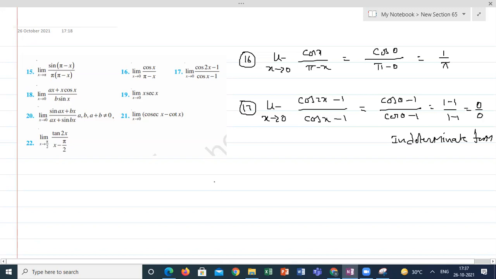Is there any formula which is related to cos? Are we having any formula related to cos? Can anyone recollect any formula related to cos? Students, are we having any formula related to cos? Sir, limit of 1 minus cos x by x equals 0.